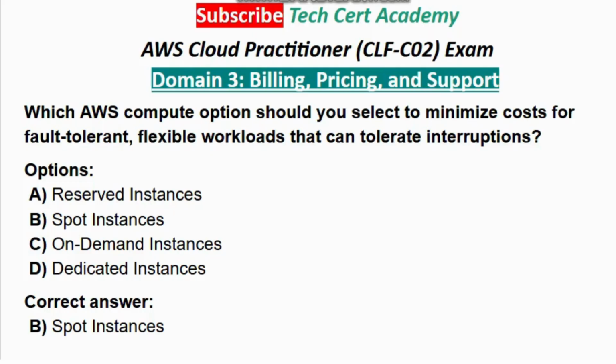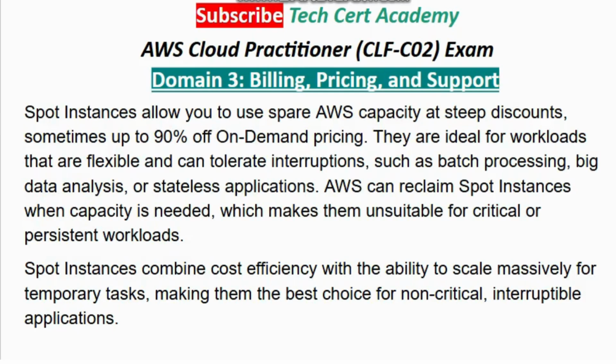Spot instances. Explanation: spot instances allow you to use spare AWS capacity at steep discounts, sometimes up to 90% off on-demand pricing. They are ideal for workloads that are flexible and can tolerate interruptions, such as batch processing, big data analysis, or stateless applications. AWS can reclaim spot instances when capacity is needed, which makes them unsuitable for critical or persistent workloads. On-demand instances provide consistent availability but cost more.